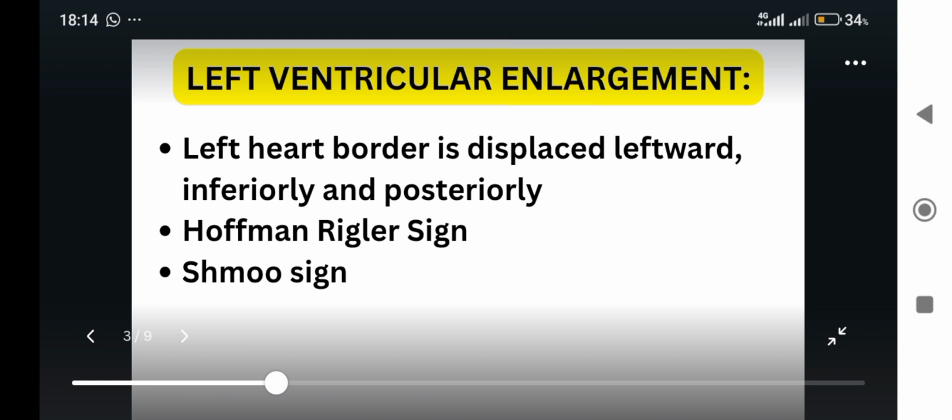Well, let's look at what we should look out for in case of a left ventricular enlargement. The left heart border is displaced leftward, inferiorly and posteriorly. Then we'll look out for Hoffman-Rigler sign in lateral X-ray. Then look out for Shimo sign in PA X-ray.